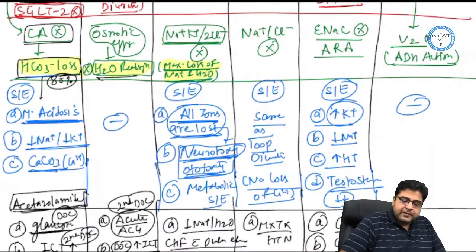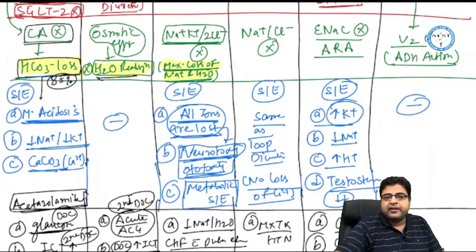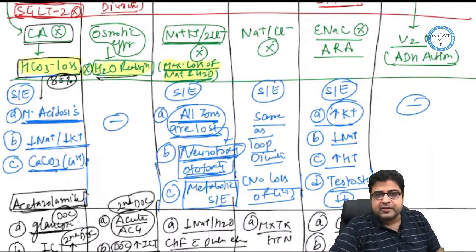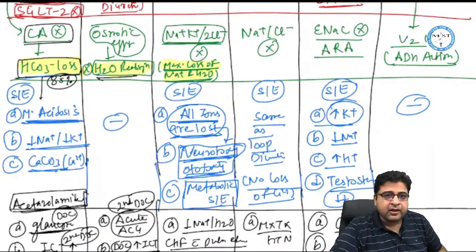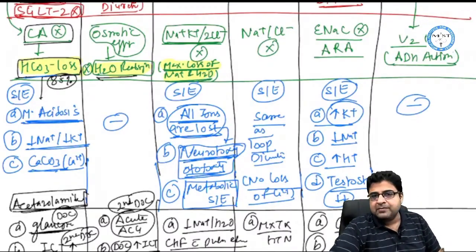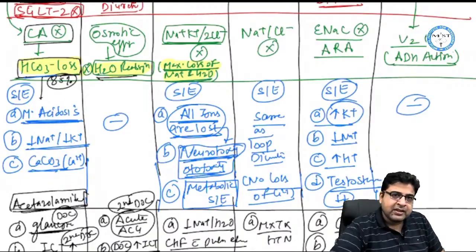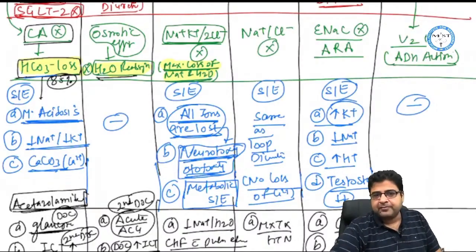Right? Apart from that, these medicines can also lead to metabolic side effects. There are three metabolic pathways, and all three are affected. So these drugs will cause hyperglycemia, hyperlipidemia, as well as hyperuricemia as a side effect.